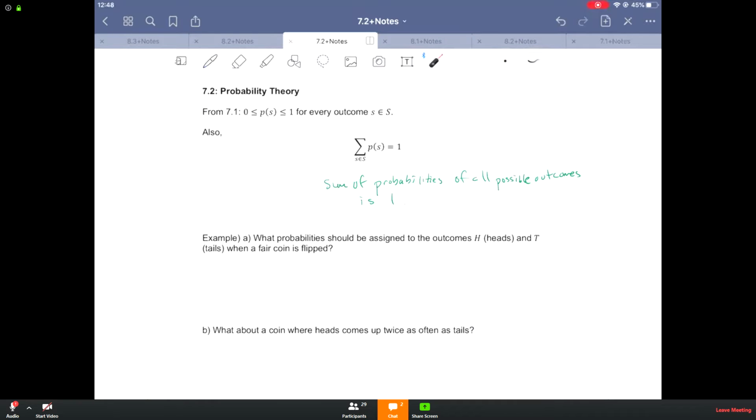All right, so let's look at a coin example. What probability should be assigned to the outcomes heads and tails when a fair coin is flipped? Okay, so with the fair coin, we know the probability of heads is 1/2, and the probability of tails is 1/2.